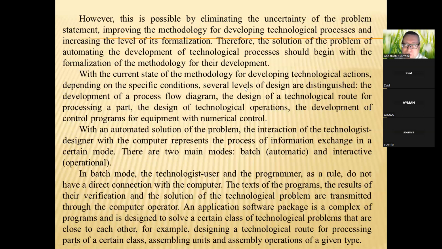Therefore, the solution of the problem of automating the development of technological processes should begin with the formalization of the methodology for their development. Please, write these sentences down to your notes.